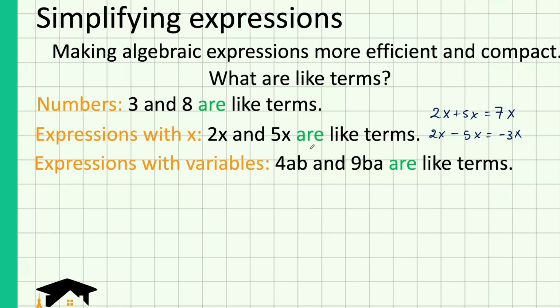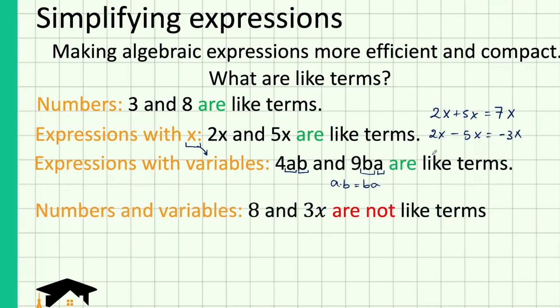We can also have expressions with variables. X, in this case, is also a variable, so it would be a specific case of this other example. Now we have two variables, a and b, and it doesn't matter the order in which these two variables are placed, because ab is the same as ba, because there is a product here. So 4ab and 9ba are also like terms, and we can add them or subtract them like we did before.